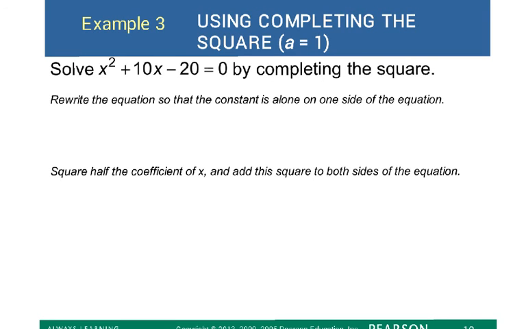All right, solving using completing the square. When our value of a is equal to 1 already, we don't have to do that first step that you saw in the previous slide. So we can get down to just rewriting the equation so that the constant is alone on one side, meaning this number right here is alone on one side of the equation. And how we do that is simply add that constant to both sides of the equation. So we end up with this here.